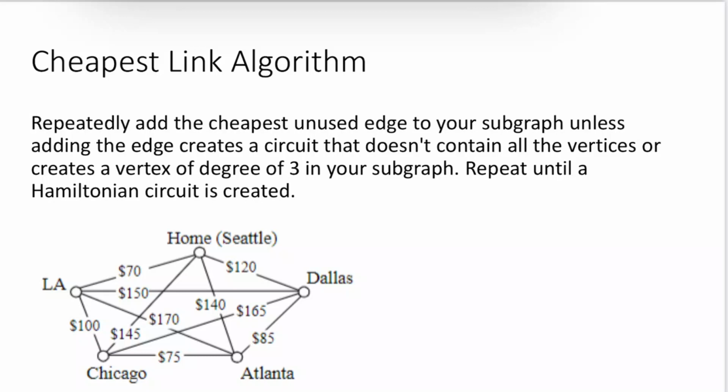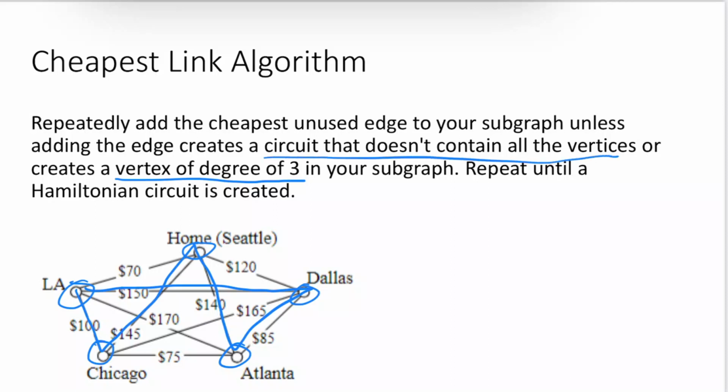Because if you think of any Hamiltonian circuit where each vertex is visited exactly once, so it could be something like that, notice that the degree of your subgraph is always 2. Which makes sense because if you're only visiting each vertex exactly once, you'll go into the vertex once and you'll leave it once. So you have 2 edges that you'll use. And so this is why you want to not have a degree of 3. And you also want to make sure that you actually include all the vertices in your graph. And so that's why you want to make sure that it doesn't create a circuit that doesn't contain all the vertices.